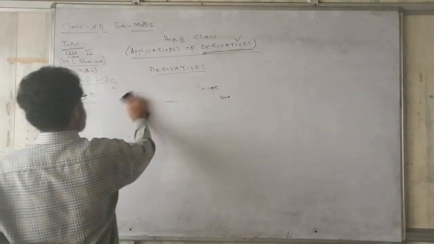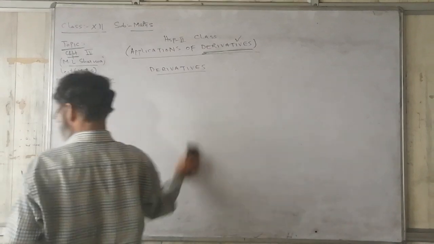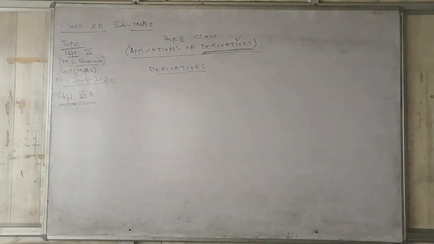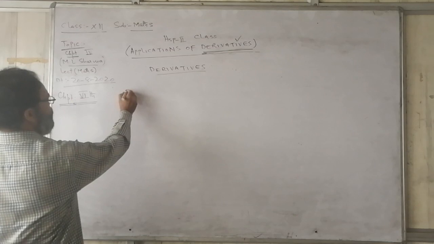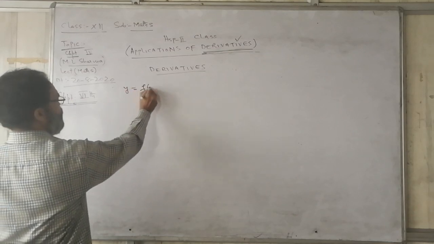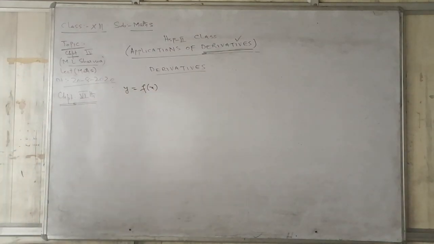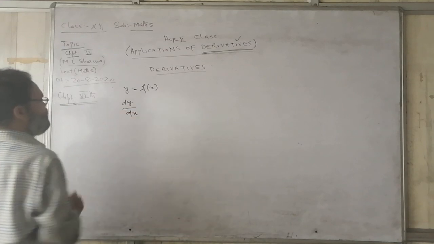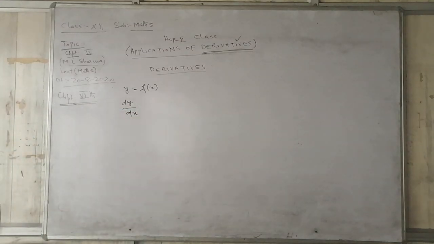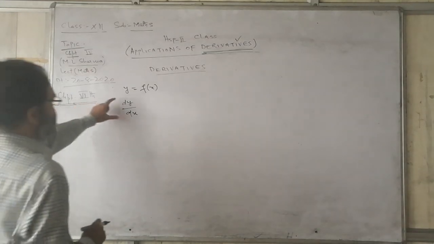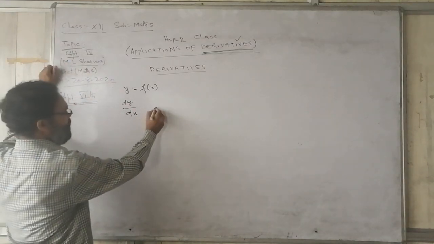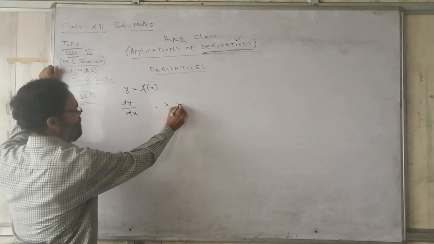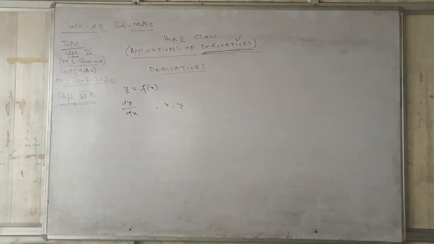Now, as per definition of derivative, if y equal to f of x, this is a curve or function of x and y, and if its derivative is generally written as dy upon dx, this is called the derivative. Here we have two variables, one is x, one is y. One variable is dependent and other is independent.